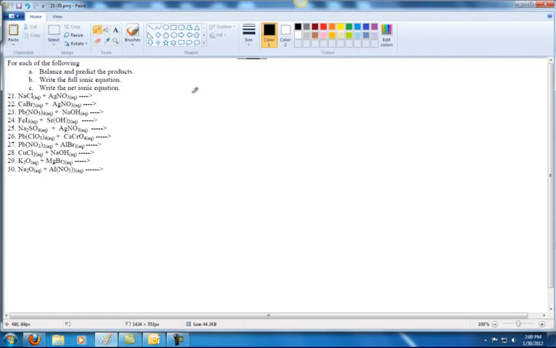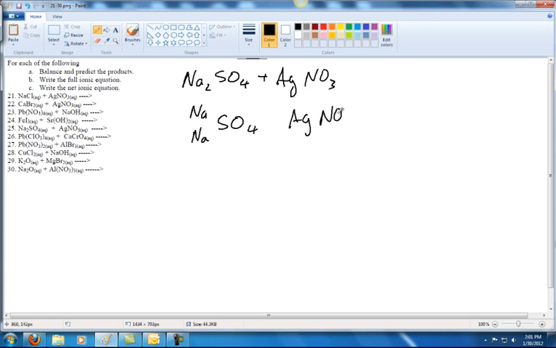Alright, so looking at number 25 now, we've got Na2SO4 plus AgNO3. Now what I'll do is I'll draw out pictures of these so that we know what they look like. So we've got Na2SO4, and we've got Ag and NO3. And what we're going to do is figure out what combines with what. So we know that's going to combine with that, and that's going to combine with that. So Na will combine with the NO3, Ag will combine with the SO4.